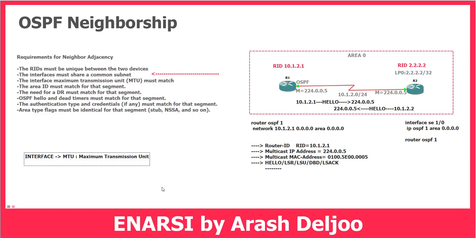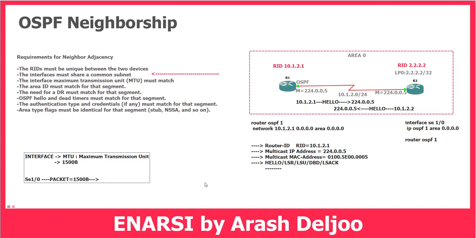For example, in most cases the MTU of one interface is 1500 bytes. It means from this interface, for example from serial 1/0, each packet, not each frame, each packet should have a maximum of 1500 bytes of length. If you have packets with more size, you need to fragment them. This is the normal behavior.